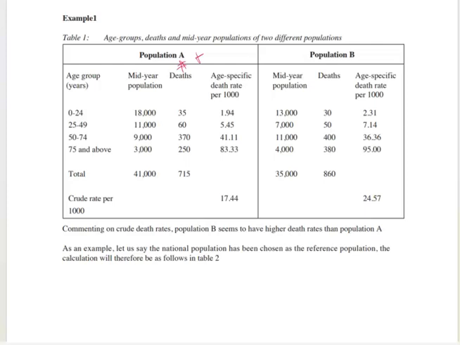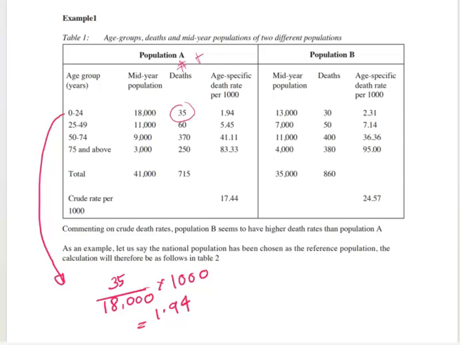And age-specific death rate, we have to calculate from the first and second columns for each subgroup. To do that, we take the number of people from each subgroup. For example, I'm showing age group 0 to 24. The total number of deaths is 35. This is the numerator, and the denominator is the total number of people in that group, and then we multiply by 1000 to get the age-specific death rate per 1000. This gives us 1.94. That's how we determine the age-specific death rate per subgroup.